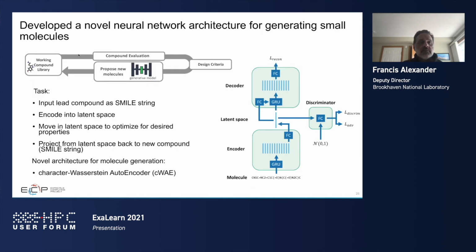For example, you take a so-called SMILES string, which is a 1D representation that uniquely represents the molecular structure, encode that into a latent space, then move in the latent space to optimize for the desired properties, the ones I showed you on the previous slide, and project it back to the SMILES string. Now you have a potential new molecule, and you'd like to see what that molecule would do, both biochemically and in interaction with the overall system.